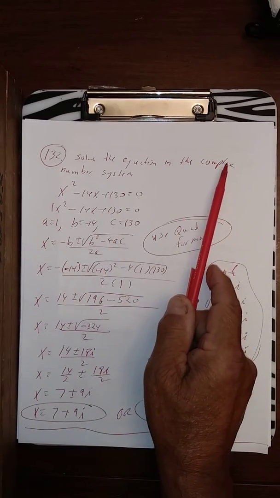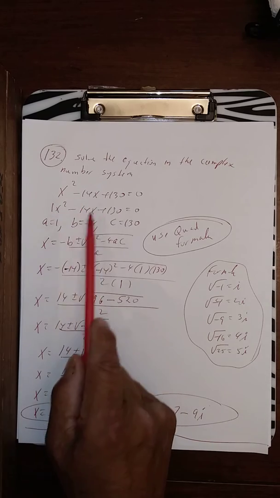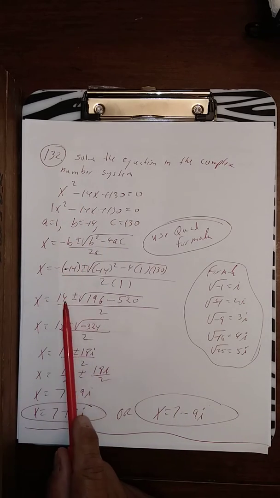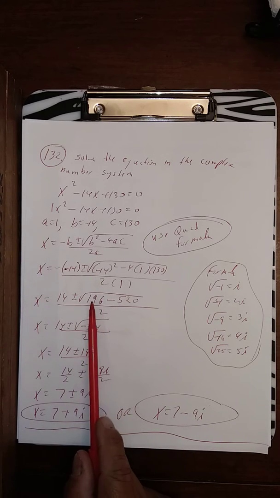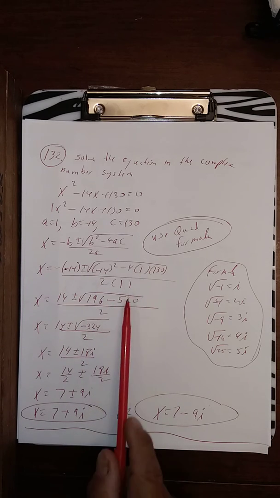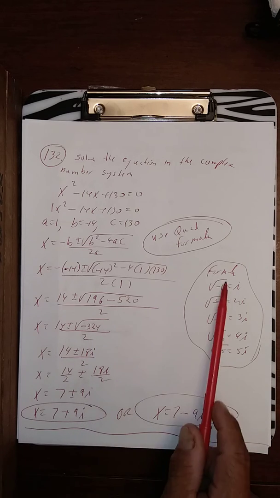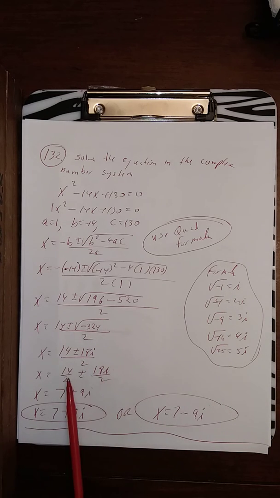Complex numbers. So A, B, C, quadratic formula, put it in there. So you have the negative of negative, and then we have negative 14 squared. That turns out to be 520 minus 324. The square root of negative 324 is going to be 18i. Divide by 2, divide by 2: 7 plus or minus 9i. 7 plus 9i, 7 minus 9i.